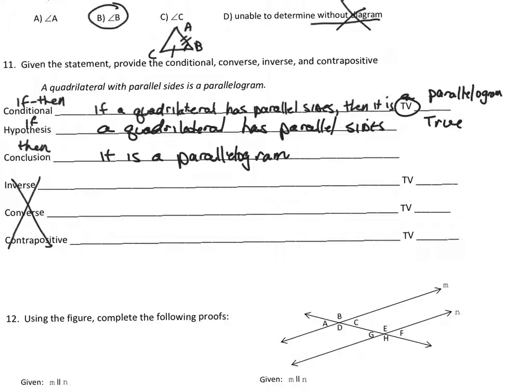I'm not a huge fan of how it's worded because a parallelogram would need two pairs of parallel sides. So it's unclear as it's written if it's talking about two pairs of parallel sides or a single pair of parallel sides, in which case it would be a trapezoid but not a parallelogram.